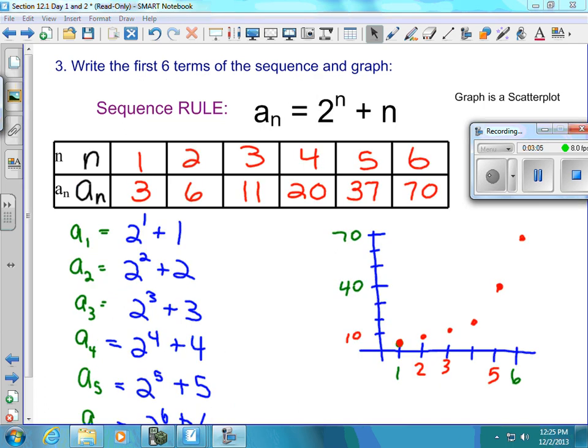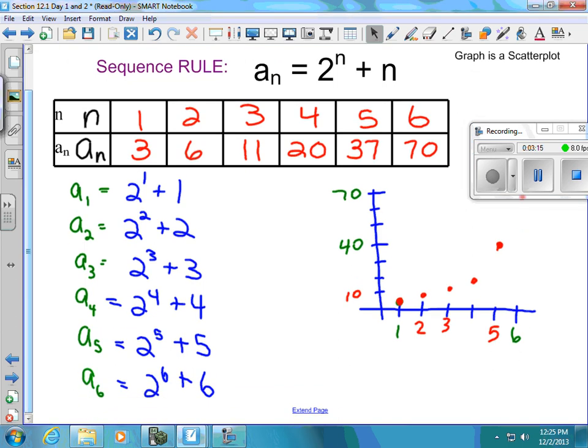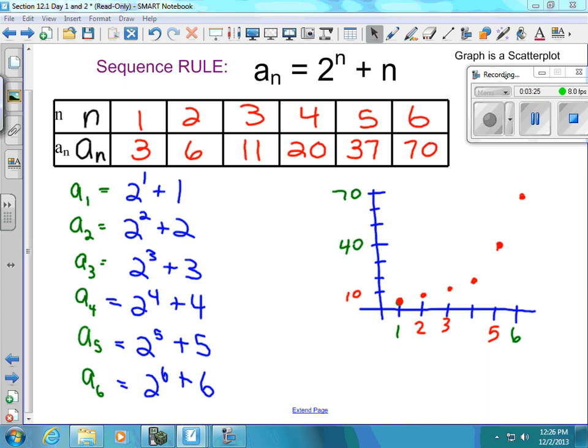Okay, here's another one. Write the first 6 terms of the sequence in graph: 2 to the n plus n. 1, 2, 3, 4, 5, 6, and then we just plug the numbers in and we get the first 6 outputs. 2 to the first power plus 1 is 3. 2 to the second power plus 2 is 6. And we can see how it goes, and we can see the curve pattern here. Looks like it's going almost exponentially.